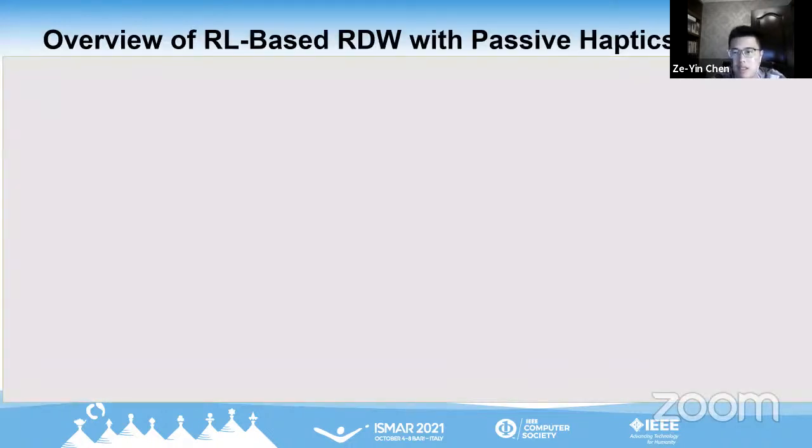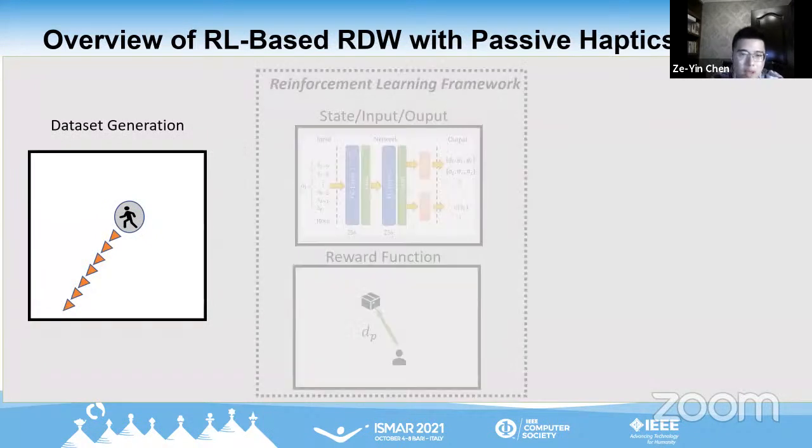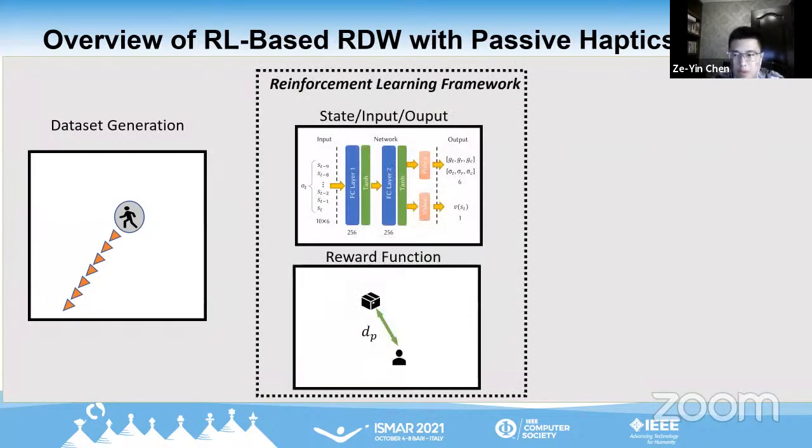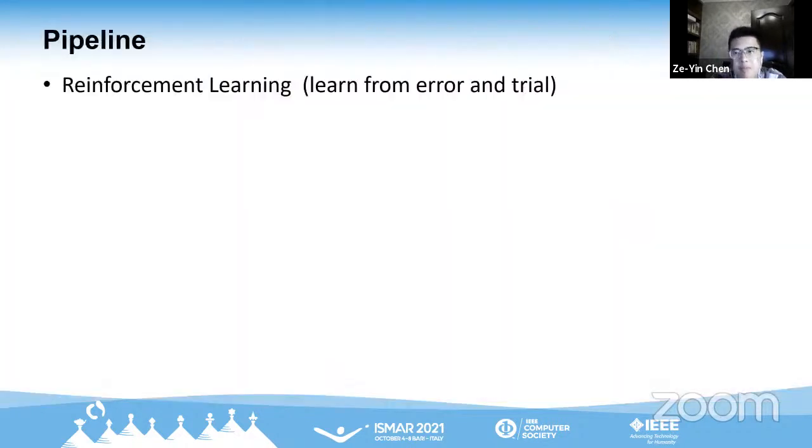Based on the existing methods, this paper proposes a reinforcement learning-based redirected walking method with passive haptic. The first part is a process to generate the dataset. The second part gives the reinforcement learning-based training framework, including the description of state, input, output, and network architecture, as well as the design of a reward function. The last part is about the simulation experiment.